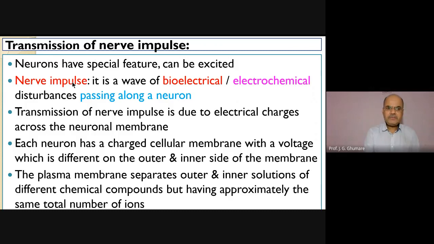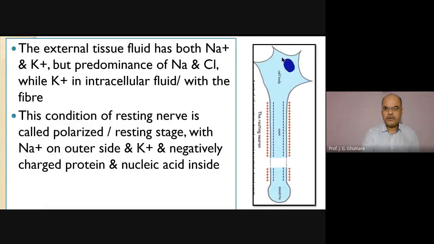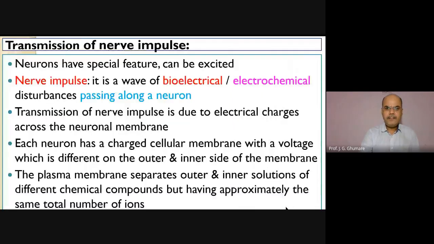Okay, what is impulse? We already said impulse is the wave of biochemical or electrochemical disturbances passing along the neuron, remember. So along the side of one neuron, say for example, impulse will be collected here and will all the way pass from here up to the dendrite, remember. And this is the wave of biochemical, electrochemical disturbances that will pass along the neuron. This is called nerve impulse, remember. Okay. And transmission of this nerve impulse is due to the electrical charges across the neuronal membrane, remember.